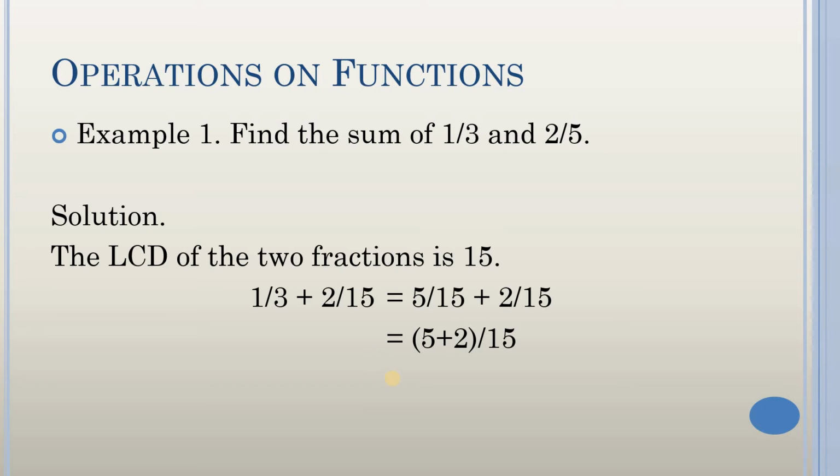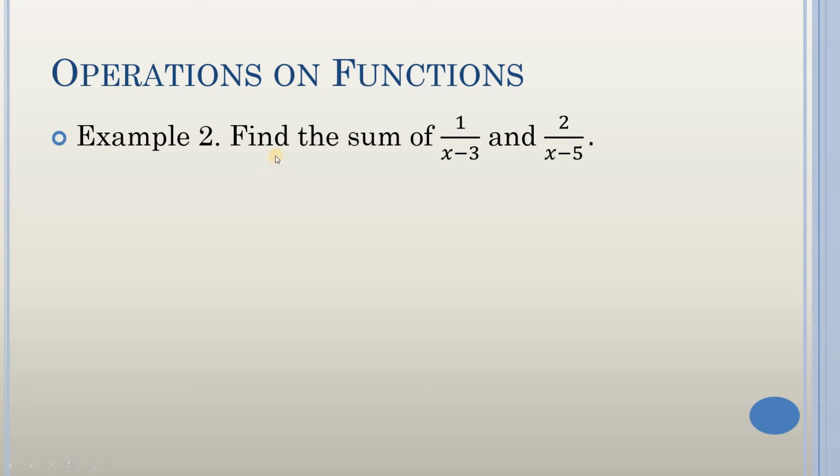and the result will be 5 plus 2 as the numerator, then the same denominator. Finally we have 7/15, because 5 plus 2 is 7. So 1/3 plus 2/5 is 7/15.